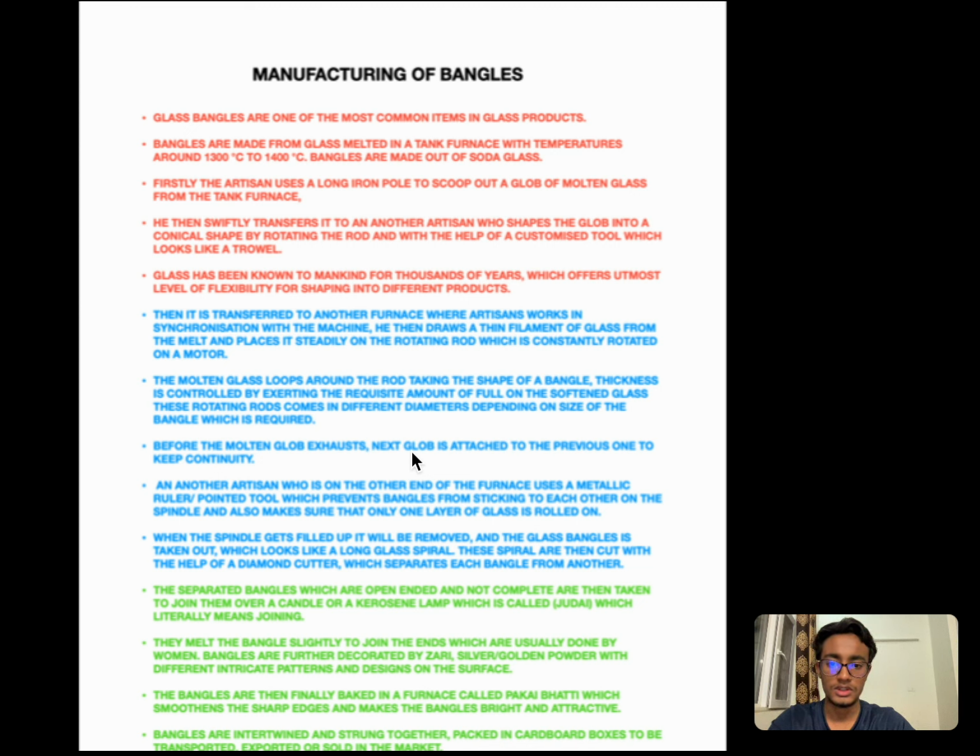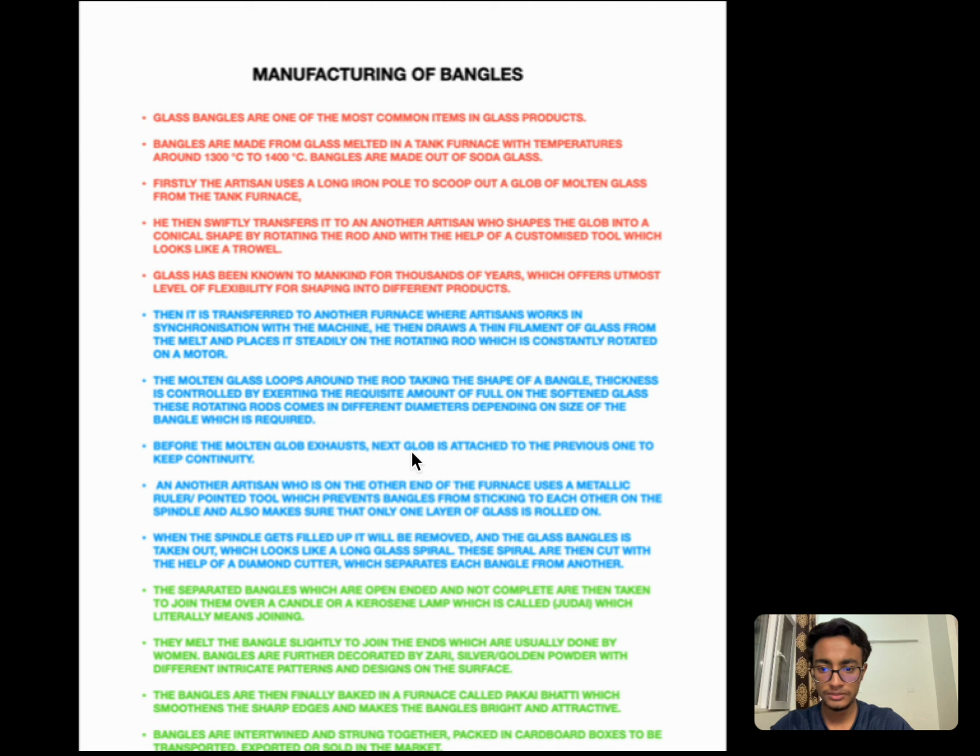He then draws a thin filament of glass from the melt and places it steadily on the rotating rod, which is constantly rotated by a motor. The molten glass loops around the rod, taking the shape of a bangle. Thickness is controlled by exerting the requisite amount of pull on the softened glass. These rotating rods come in different diameters depending on the size of the bangle required.